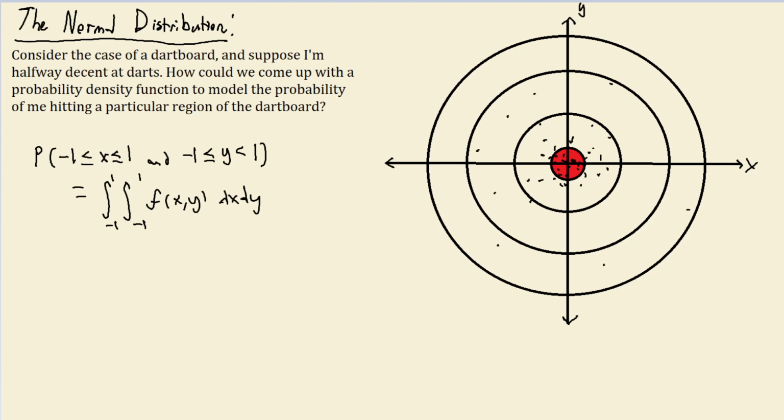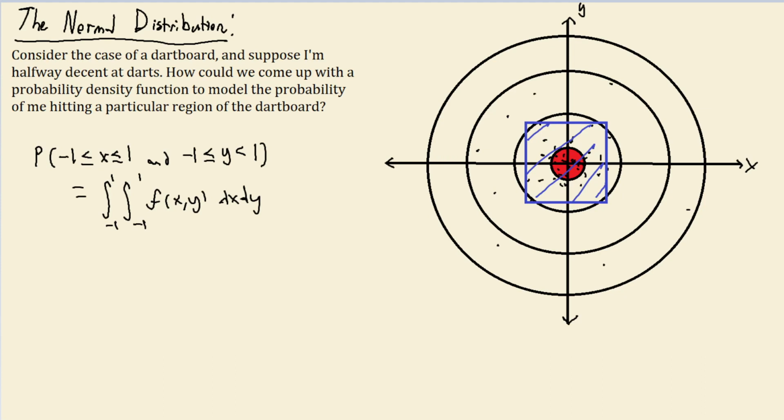And what is it going to give us? Well, it's going to give us the probability of a dart landing in some region that might look something like this. Let's say that this is 1, -1, 1, -1 here. Then this function that we're after is going to give us the probability of a dart landing in this region. So how could we figure out what this function actually is?